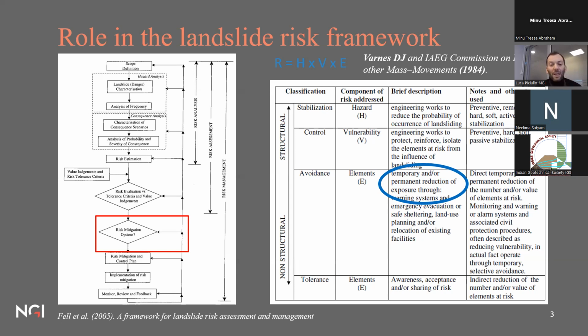Remember that the vulnerability ranges from 0 to 1, where 0 is no loss, and 1 is complete loss. So reducing vulnerability means reducing the risk. But early warning systems are non-structural risk mitigation measures, and the aim is to reduce the element at risk.